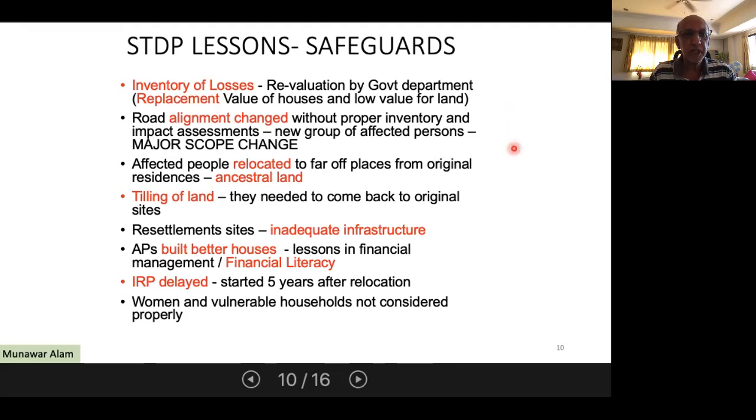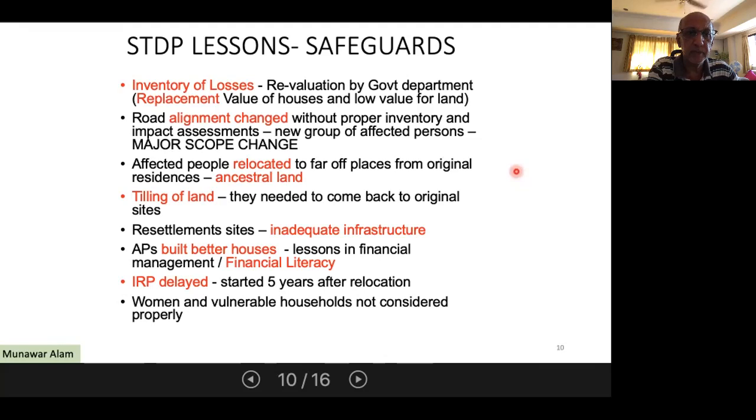Then, because of the change in alignment, new sets of people were affected, so the entire inventory of losses, the detailed measurement survey, and the evaluation of their property and livelihood losses had to be redone. ADB policy requires that resettlement sites be as near to the original site as possible.